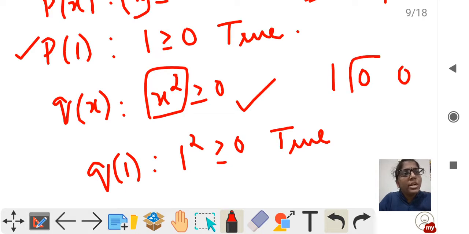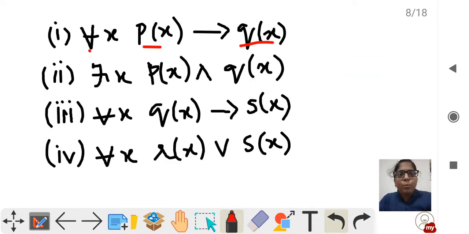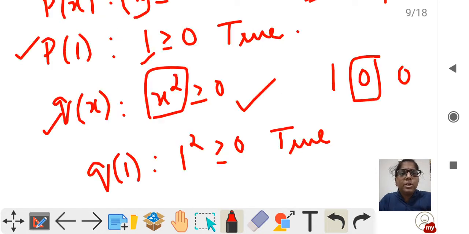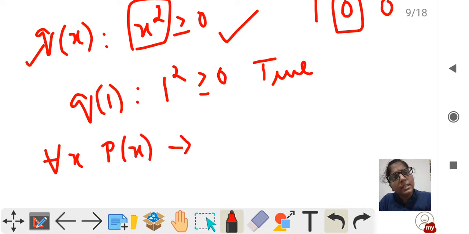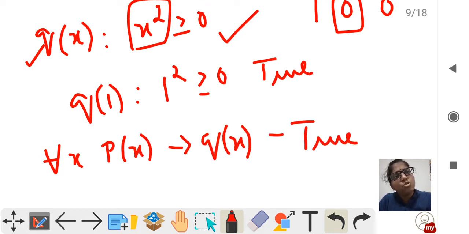But we won't get the second statement as false, because whenever a number is positive, its square is also positive. In this case, Q(x) is like that: x squared is greater than or equal to 0. So what is the conclusion? For all x, P(x) implies Q(x) is a true statement.